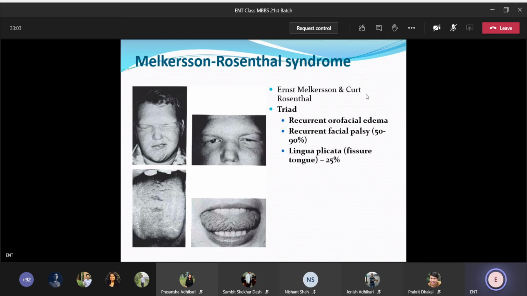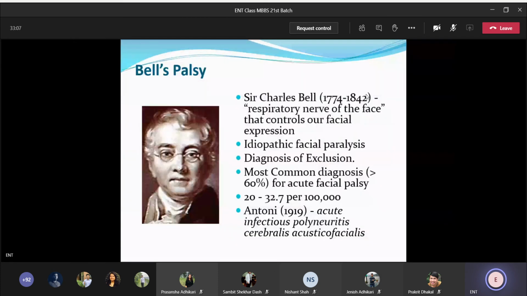The most common cause of facial nerve palsy is Bell's palsy. It is named after Charles Bell, right? And he called the facial nerve the respiratory nerve of the face, which controls facial expression. It is Bell's palsy, idiopathic facial paralysis.